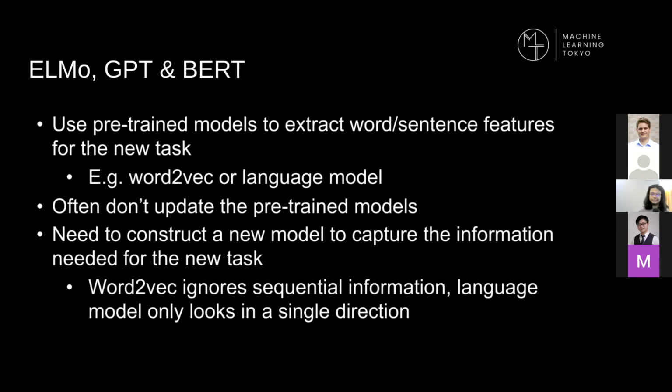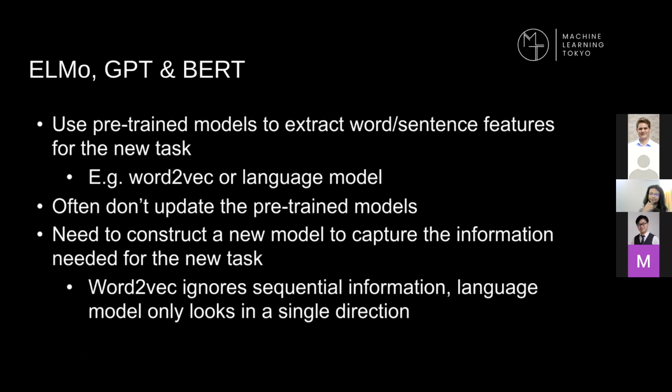So the idea is that once we have those models, we can extract features that will best describe a particular sentence, right? This feature will help us in order to train a particular task in future, right? So classically, it was done using word to vector or other language models, right? But they don't have the contextual understanding of it, right? Of course, we don't often update the pre-trained models. We need to construct a new model to capture the information needed for the new task. Word to vector ignores sequential information. Language models only look in a single direction, right? So it is, of course, unidirectional.